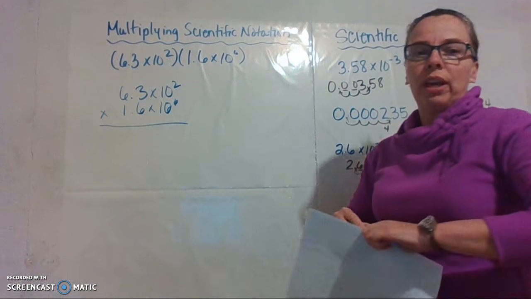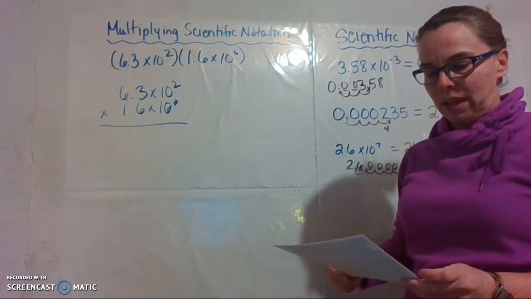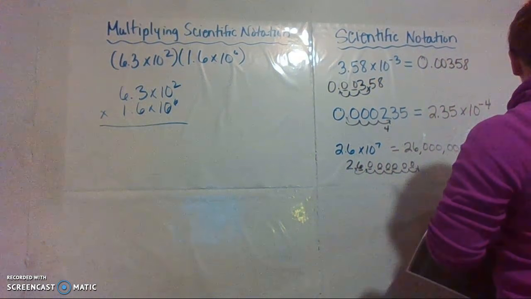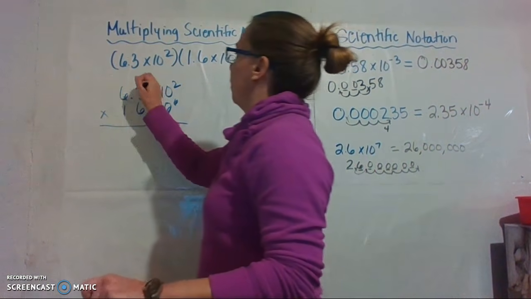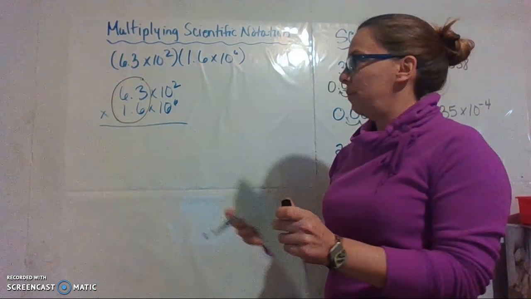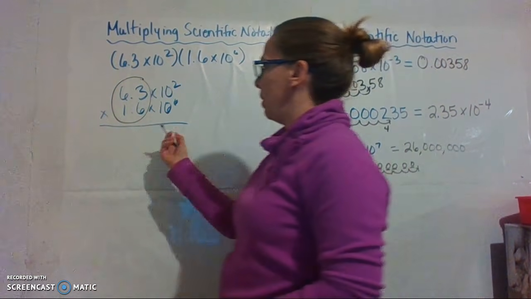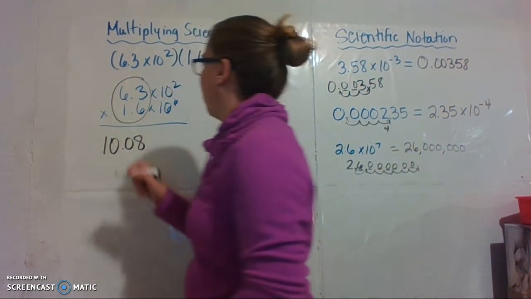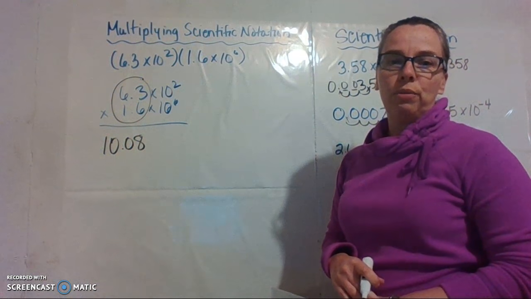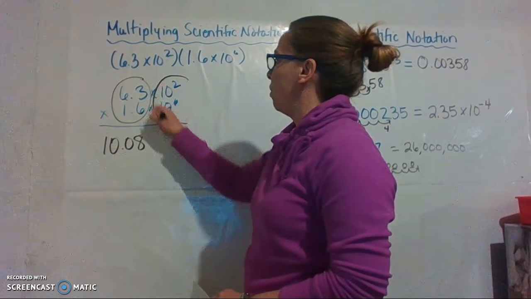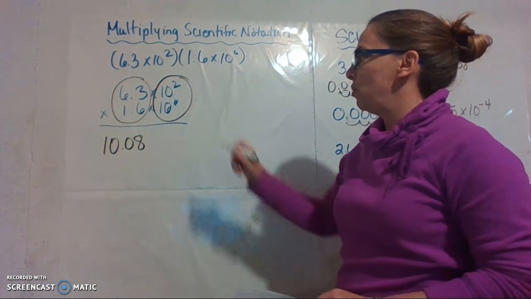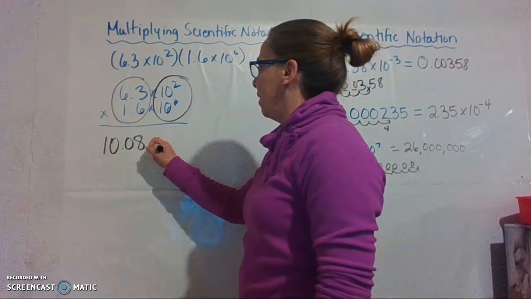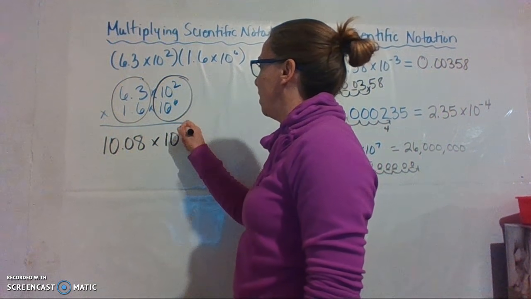Alright? So we're going to look at our first factors and multiply those together. Looking at 6.3 times 1.6, multiplying those together, I'm going to get 10.08 with that one. Then the second thing you want to do is look at your powers. Remember, if we are multiplying powers that have the same bases, you add your exponents. So 10 to the second times 10 to the sixth, adding that together, we will get 10 to the eighth.